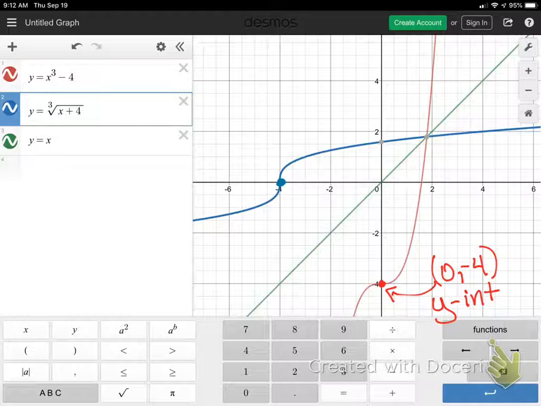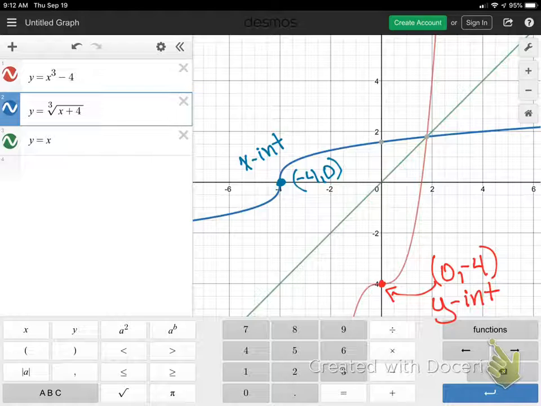The x-intercept is -4, 0. So when you have inverse functions, your y-intercept becomes the x-intercept and vice versa. Okay? So your y-intercepts become your x-intercepts become your y-intercepts.